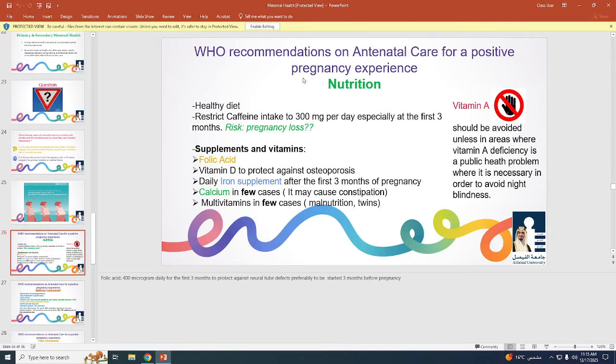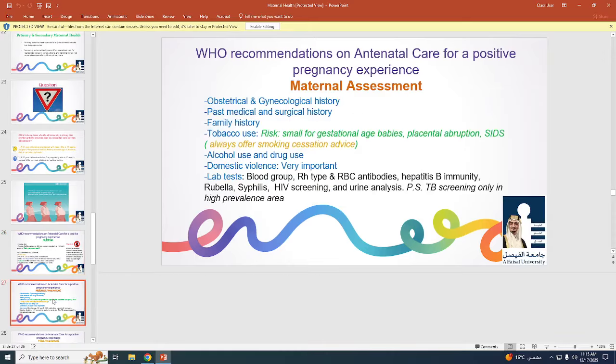As well, here the nutrition. Those are very important. Vitamin A, don't give vitamin A. What are the supplements recommended? Okay, maternal assessment, tobacco, what is it associated with? Okay, the most important, or very important, thing to ask the woman about is domestic violence, because as we said before, women who are pregnant are at higher risk of domestic violence.